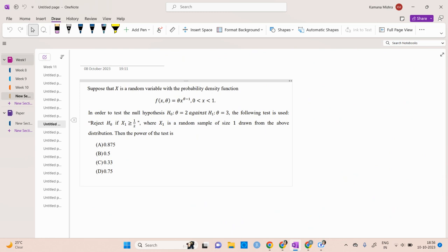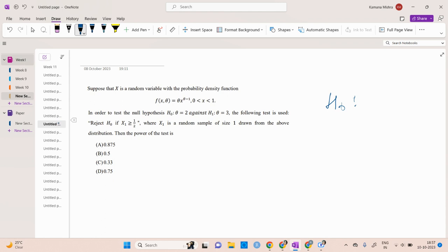Next, in this question also we need to find the power of the test, right? So the difference here is that in the last one we were dealing with the discrete distribution, and here we are dealing with the continuous distribution. So this is the only difference. So here the difference, the distribution, you can see that this is not exactly what we have defined till now. So the PDF is given, right?